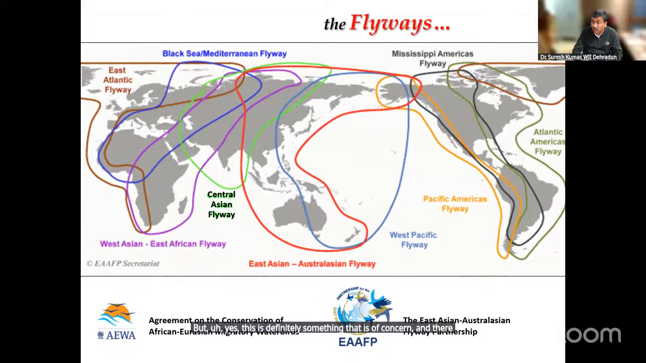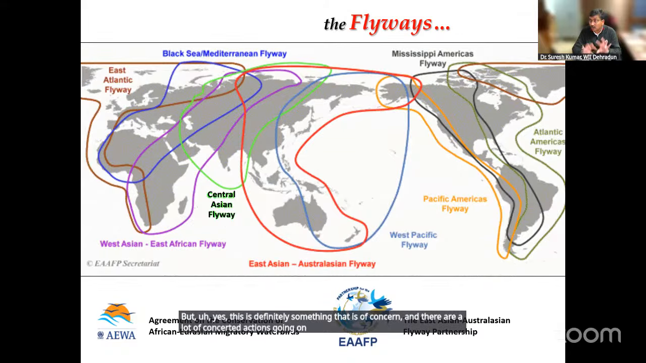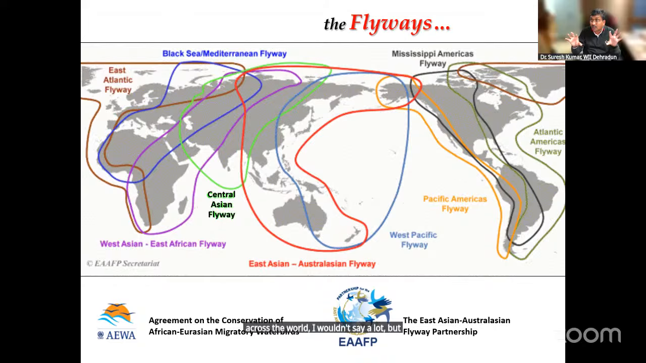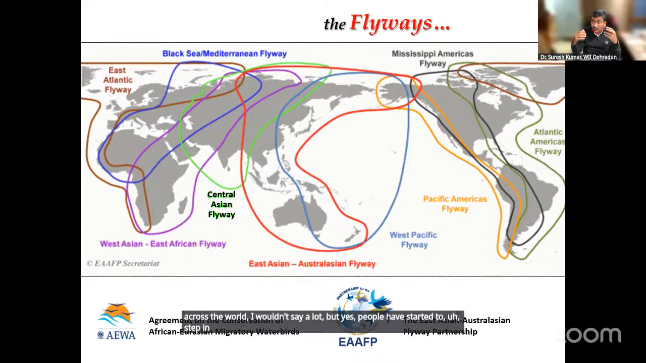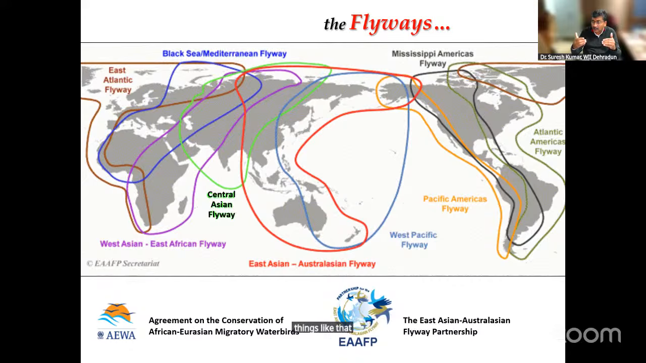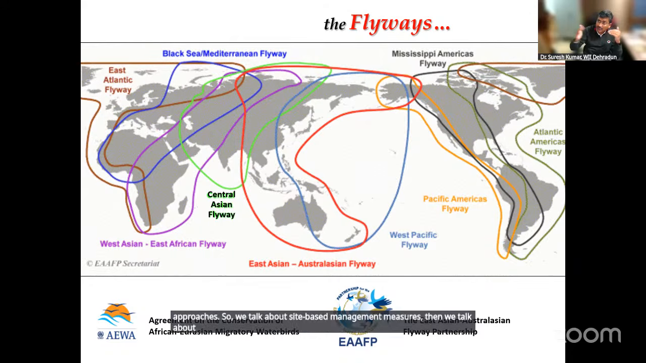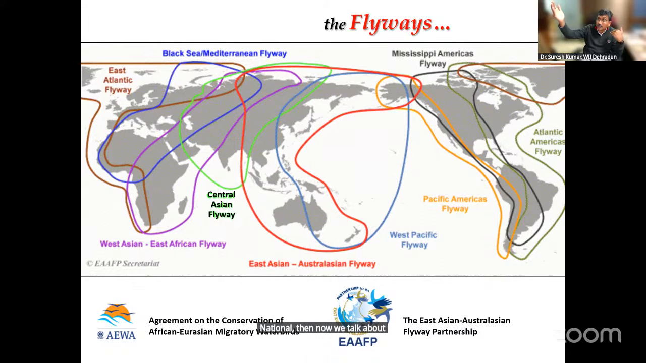And there are a lot of concerted actions going on across the world. I wouldn't say a lot, but yes, people have started to step in, and there are groups of researchers trying to understand or predict avian influenza outbreaks and what best managers can do. There are these 9 different flyways, so there are flyway scale approaches. We talk about site-based management measures, then landscapes, the regional, national, and now we talk about across the range of the species.